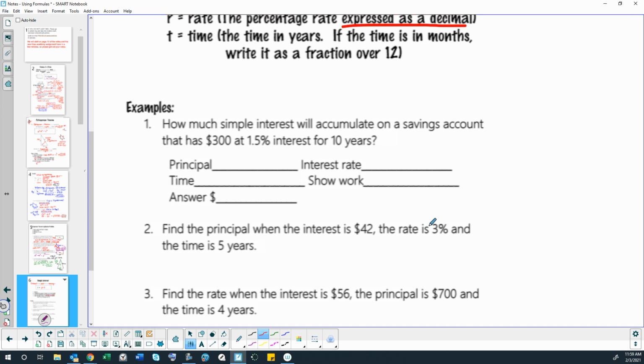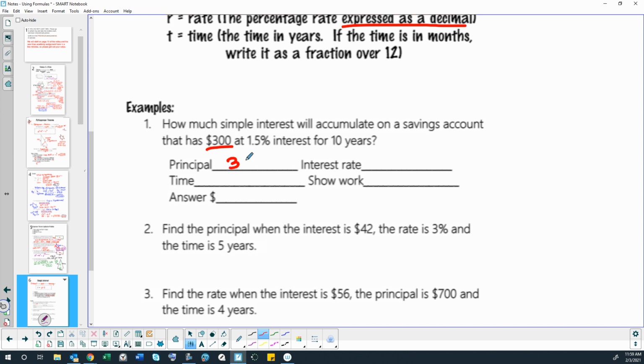How much simple interest will accumulate on a savings account that has $300 at 1.5% interest for 10 years? So let's fill in the blanks and see what information we have from our little sentence here, and then put it into our formula to get the answer. Okay, so principal is the amount of money that's being borrowed. In this case, the bank is borrowing it from you because you're putting it in your savings account.